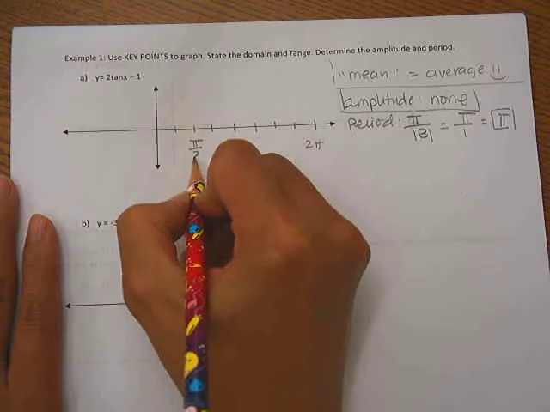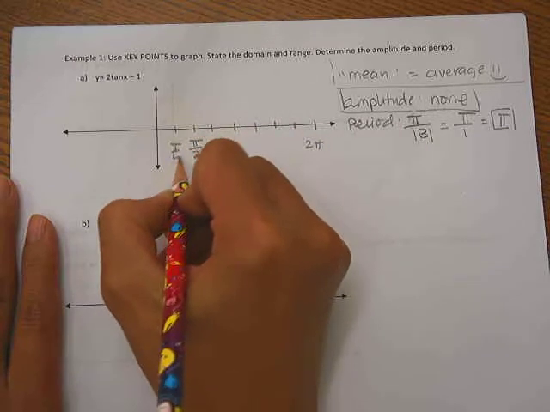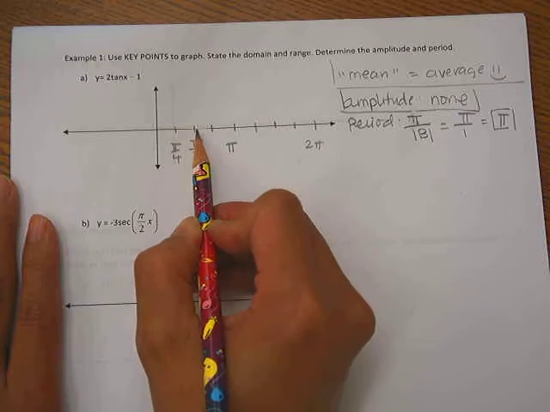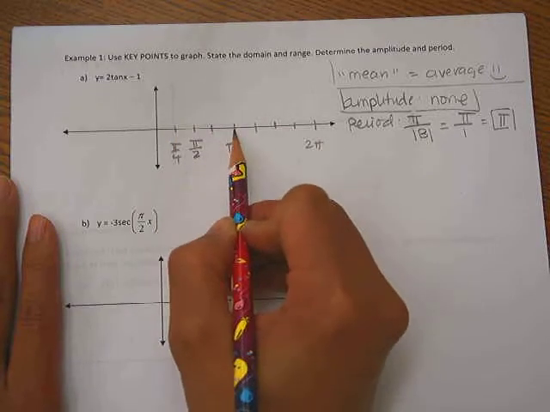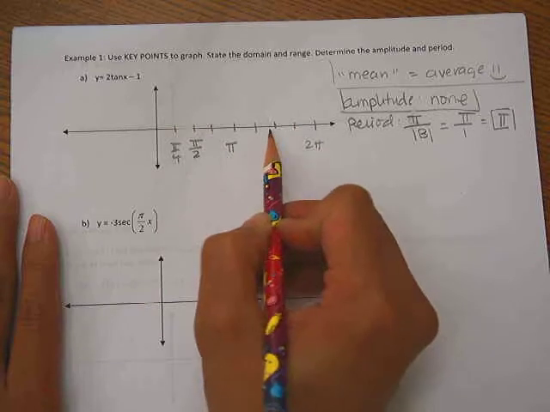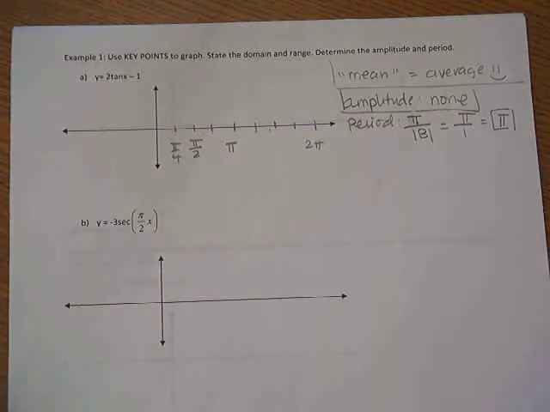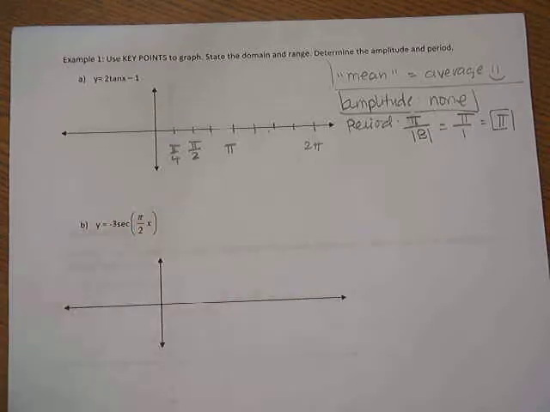So half of pi is pi over 2, half of pi over 2 is pi over 4. So each tick mark is worth a pi over 4. So 1 pi over 4, 2 pi over 4, 3 pi over 4, 4 pi over 4, 5 pi over 4, 6 pi over 4, 7 pi over 4, 8 pi over 4 reduces down to 2 pi. We can also go left as well.